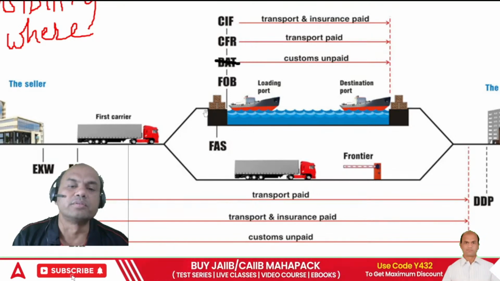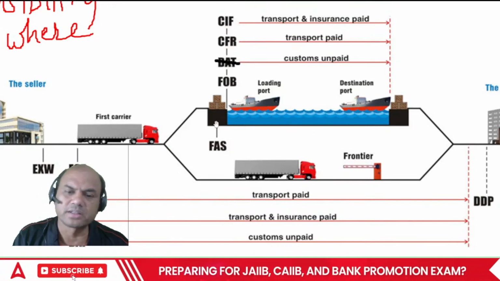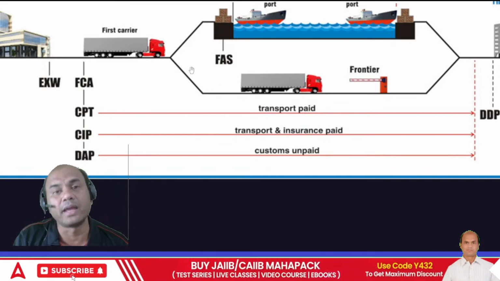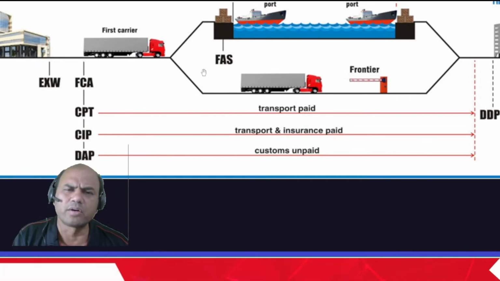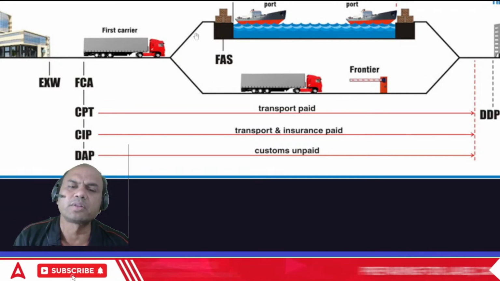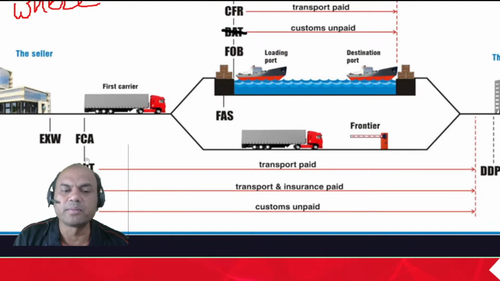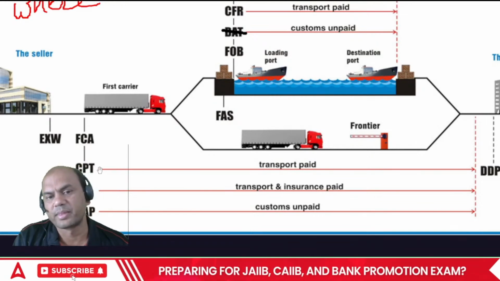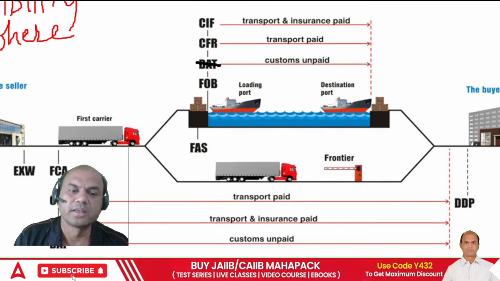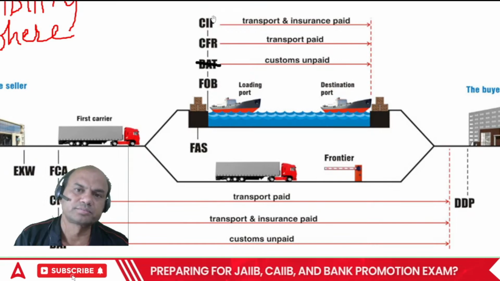So these are the main Incoterms for ships: CIF, CFR, FOB and FAS. There are also the other ones. Suppose I don't go by ship, I go by road or by air or by railway, anything other than ship, I can use these Incoterms. These are similar to FOB and the others. CPT means cost paid. So transportation is paid over here. This is similar to CFR. CIP means cost and insurance paid. This is similar to CIF.